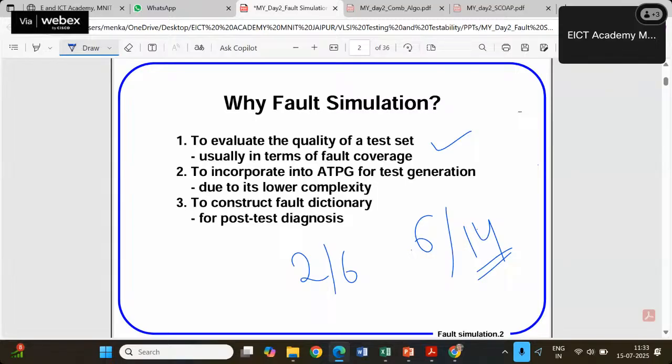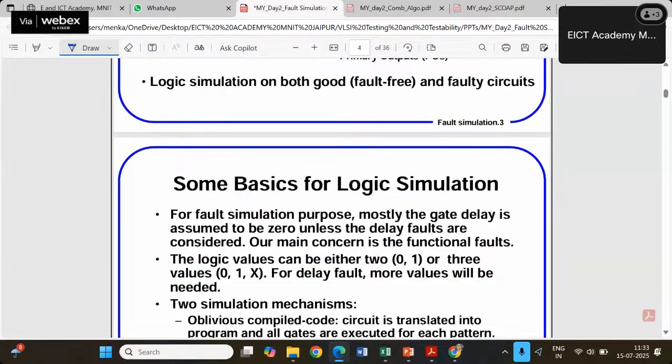So likewise, we have to evaluate the quality of test sets so that we can figure out how much coverage is possible to incorporate into ATPG, for automatic test pattern generation, so that we can reduce the complexity of constructing the fault dictionary. For post-test diagnosis, we can then figure out which fault is covered corresponding to which test vector. As I told you yesterday, there are a few test vectors with the help of which we can cover multiple faults.